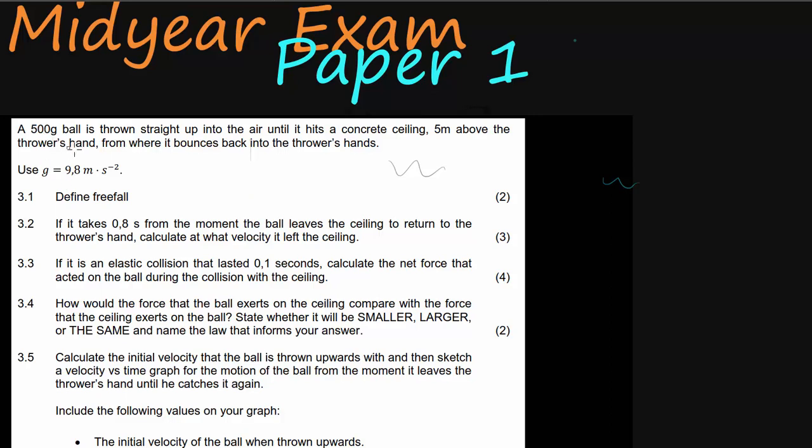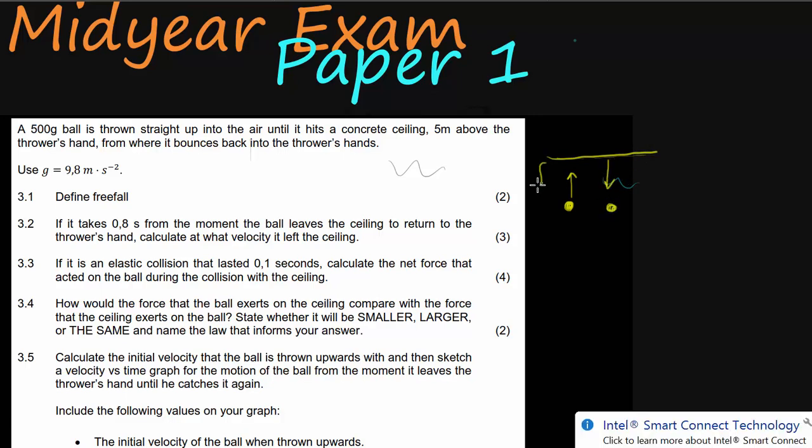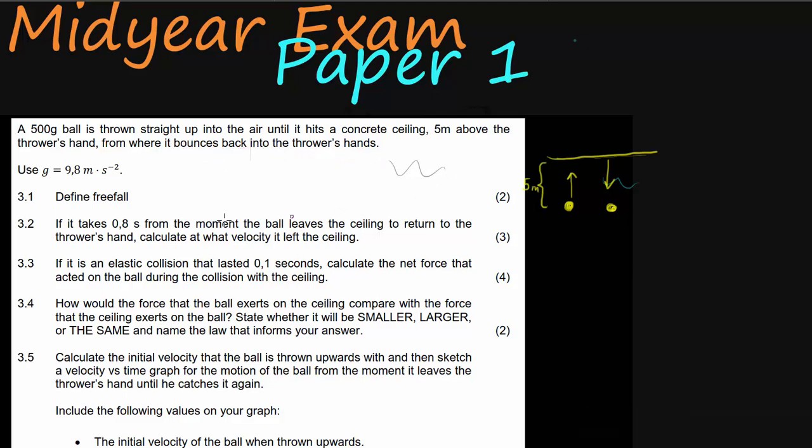A 500-gram ball is thrown straight up into the air until it hits a concrete ceiling 5 meters above the thrower's hand. Usually just draw yourself a little picture to try and understand. So there's a ball being thrown straight up until it hits a concrete ceiling, 5 meters above the thrower's hand, and then it comes down until it bounces back into the thrower's hand.